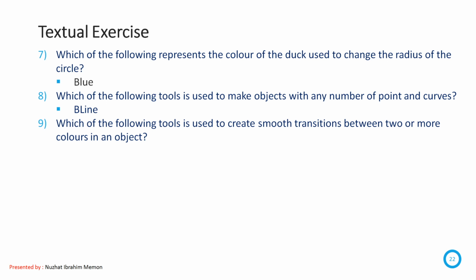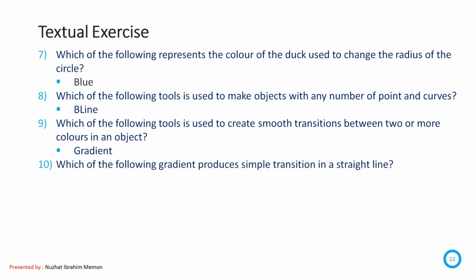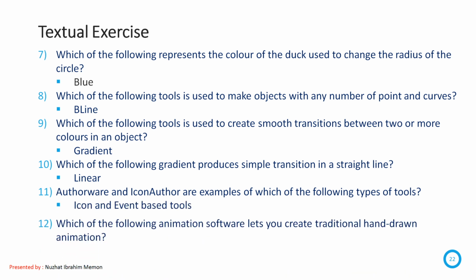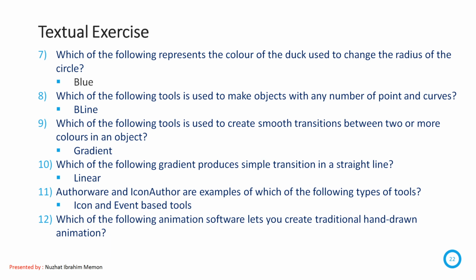Which of the following tools is used to create a smooth transition between two or more colors in an object? That is gradient. Which of the following gradients produces a simple transition in a straight line? That is linear. Authorware and Icon Author are examples of which of the following types of tool? That is icon and event based tool. Which of the following animation software lets you create traditional hand drawn animation? That is Pencil.